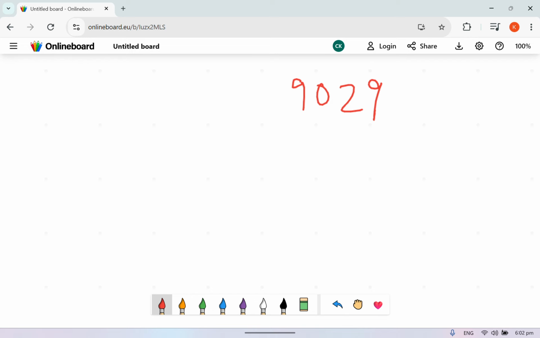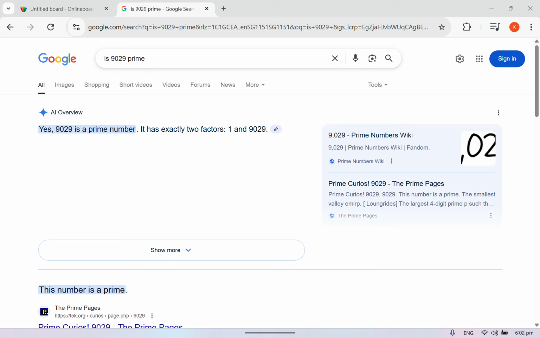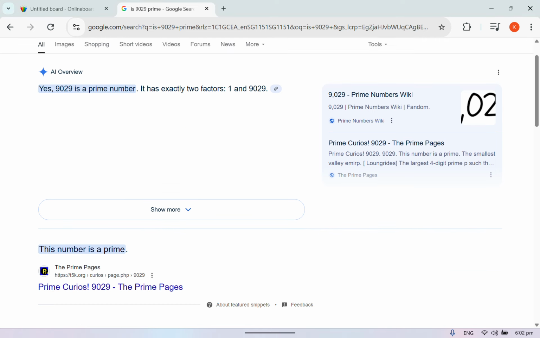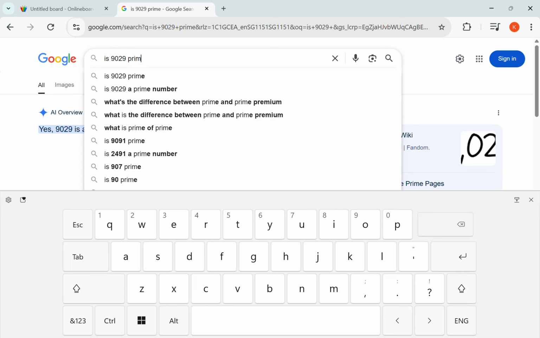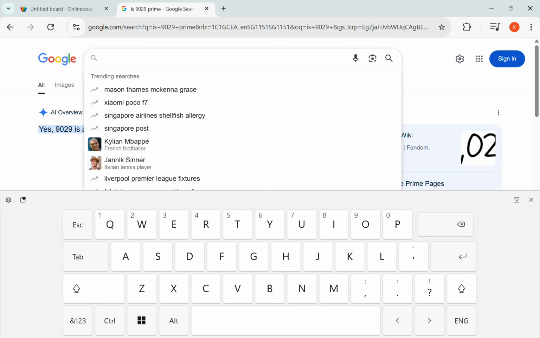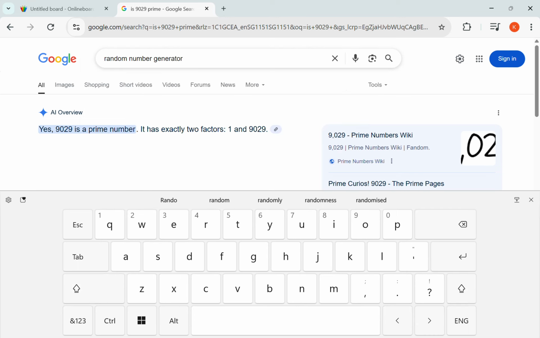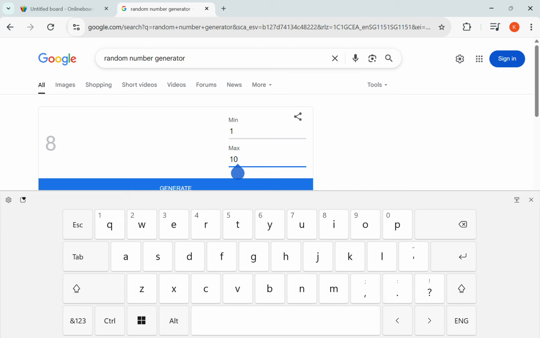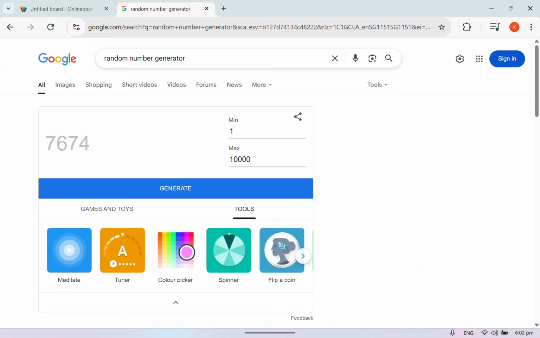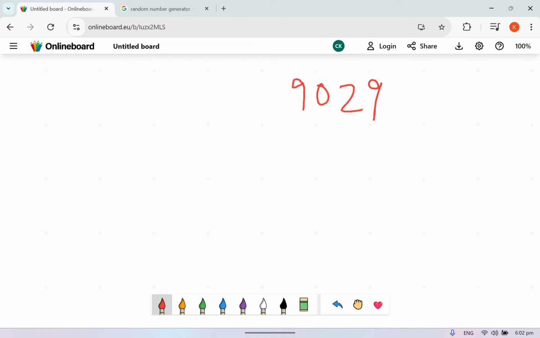Okay. Actually, I'm not sure if this is a prime or not. Okay, guys, this is a bit annoying. We are getting another prime. Oh, this is so annoying. Okay, guys, so what do we do? Okay, so random number generator, guys. We have to do it one more time. 7674. Okay, this one seems promising.